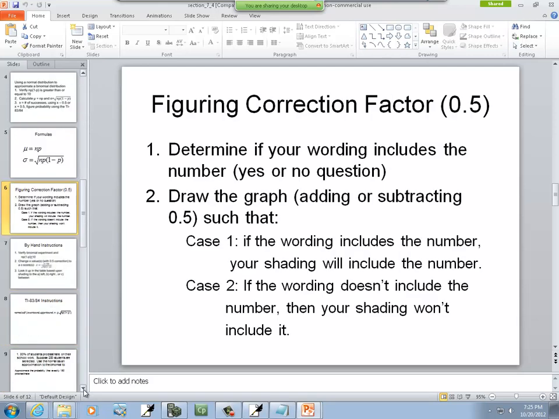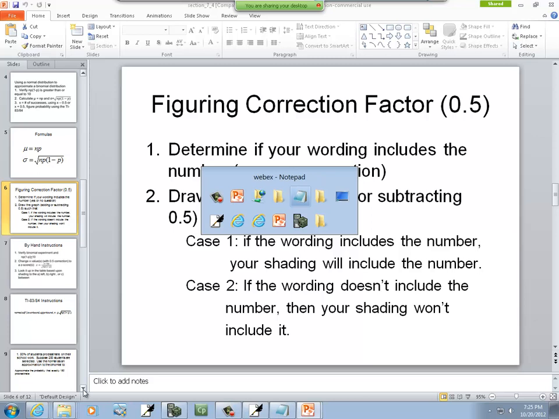Now to figure out our correction factor, these are the steps we'll do. Determine if your wording includes the number, a yes or no question. Draw the graph, adding or subtracting 0.5 such that, case 1, if the wording includes a number, your shading will include the number. Case 2, if your wording doesn't include a number, then your shading won't include it. Let's see what in the world this means.